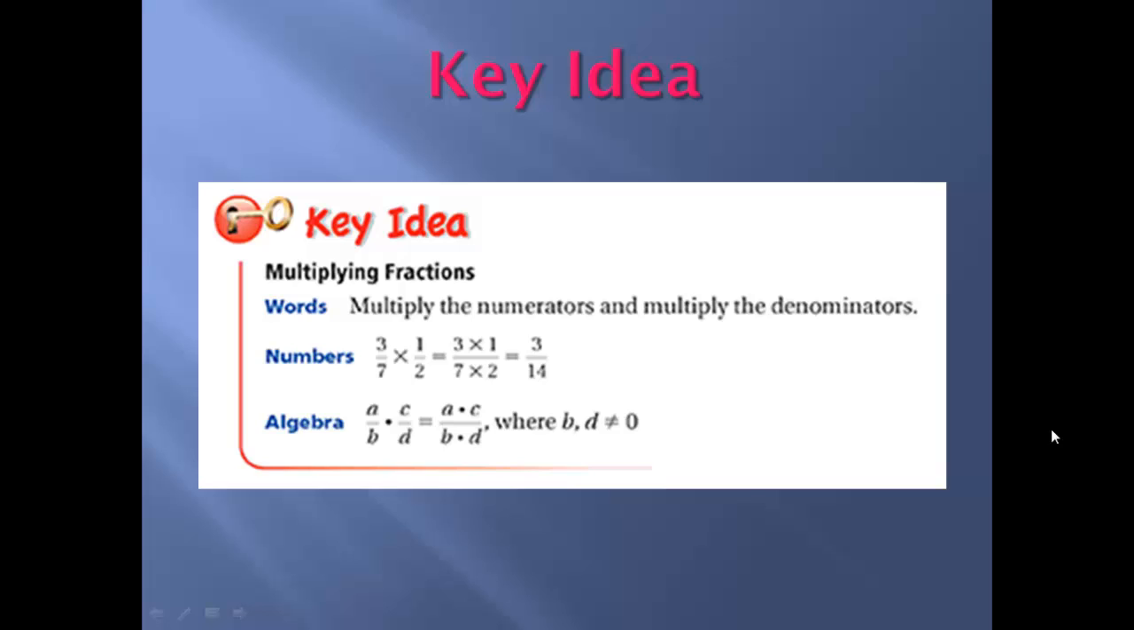So, for example, we have 3/7 times 1/2. That would be equal to 3 times 1 over 7 times 2. 3 times 1 is 3, and 7 times 2 is 14, so our answer is 3/14. We can also look at this as A over B times C over D would be equal to A times C over B times D, where B and D do not equal 0.